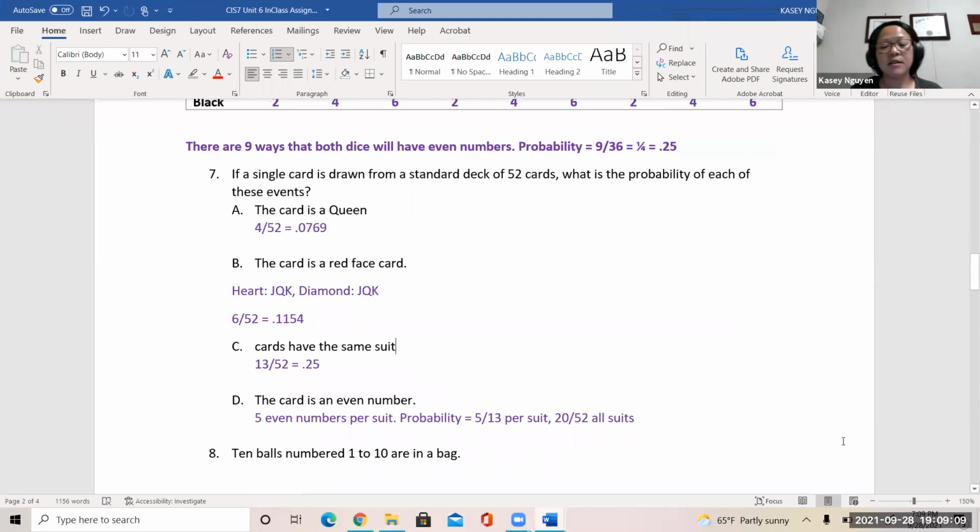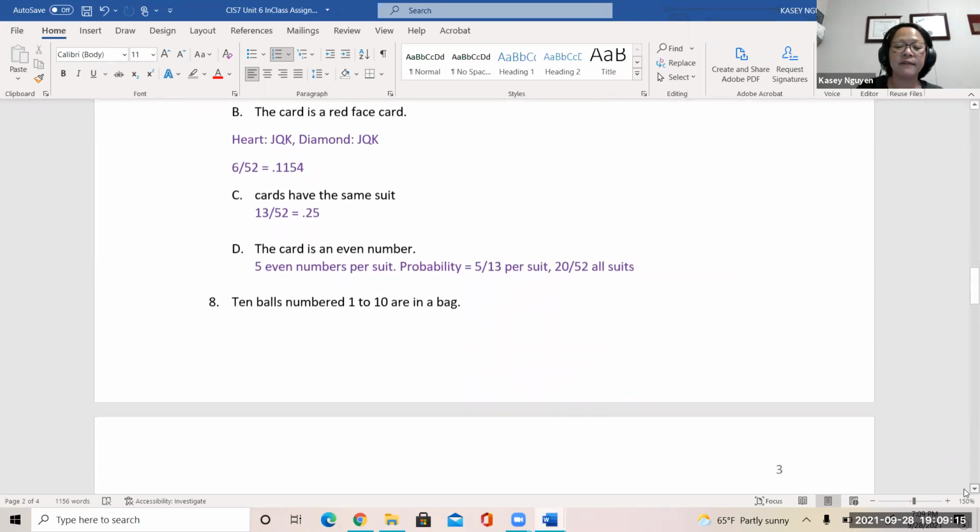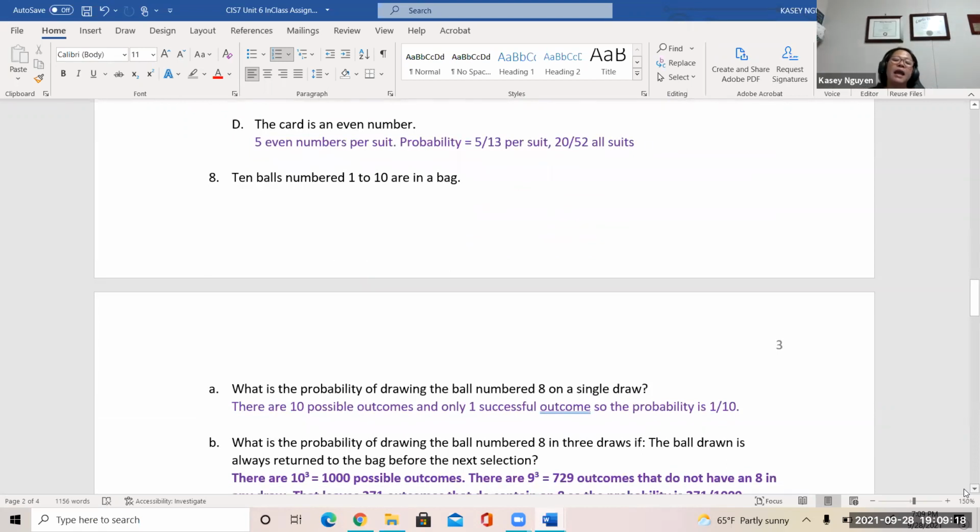There are 10 balls, and we are going to label 1 through 10 in the bag. And we want to draw a ball that is 8 in a single draw. So we know that there are 10 balls, so that will be 10 possible outcomes. And there's only going to be one that's going to be 8. So 1 out of 10. That one's easy. Okay. So I just needed to pick the 8 ball out of the 10. So the probability to get the 8 ball is 1 out of 10.